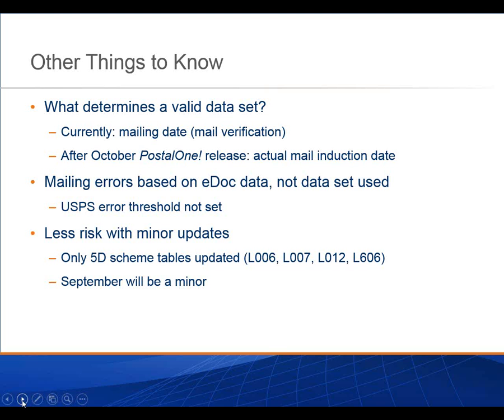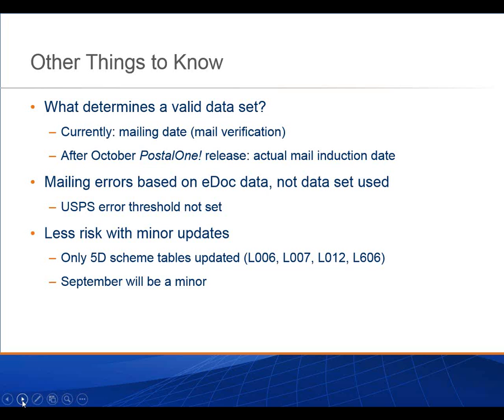The last item to point out is that with the minor updates, again, the only thing changing is 5-digit scheme data. And so here's where we've listed out specifically which of the label list tables are potentially going to get updated with a minor update, and that's L006, L007, L012, and L606.